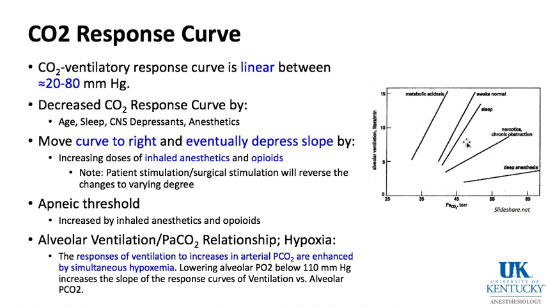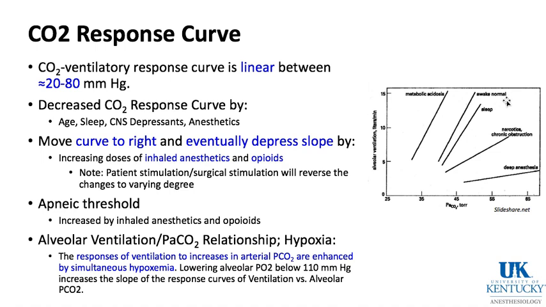In the graphic on the far right is shown on the y-axis alveolar ventilation in liters per minute, and on the x-axis PaCO2, or partial pressure of carbon dioxide. And if we look at the awake normal graph here, you can see that as CO2 goes up, alveolar ventilation goes up, and that CO2 ventilatory response curve is linear between about 20 to 80 millimeters of mercury. Decreased CO2 response curve occurs when a patient is older, when they're asleep, when they're anesthetized, and that's a shift of it to the right.